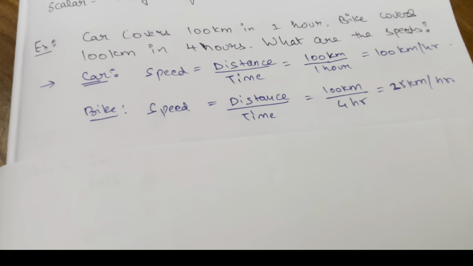So the speed of the car is more because it covers the same distance in lesser amount of time. You're going from point A to B in lesser amount of time, so your speed is more. This is what speed is.